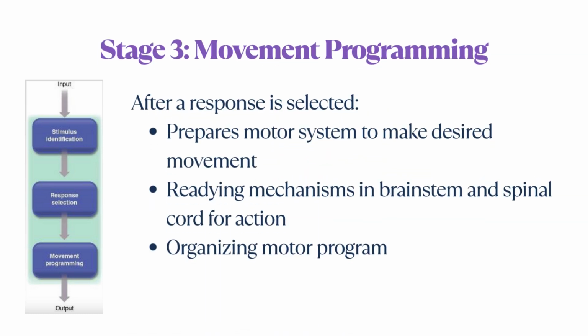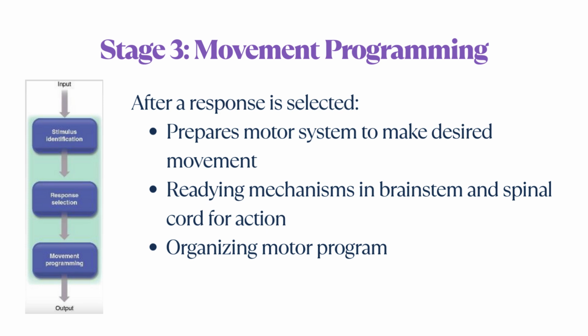After a response is selected, the system moves into the movement programming stage. After deciding what to do, your brain now plans exactly how to do it by organizing and sending signals to your muscles. In this stage, the brain must prepare the motor system to make the desired movement. This includes readying the mechanisms in the brainstem and the spinal cord for action.